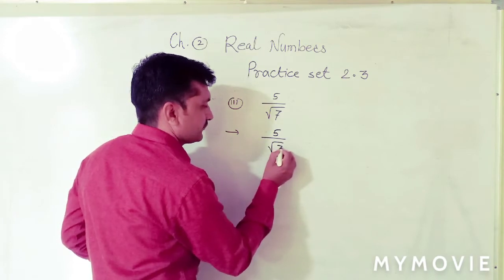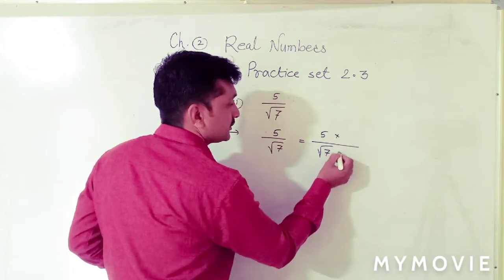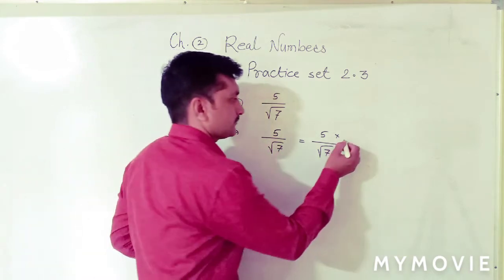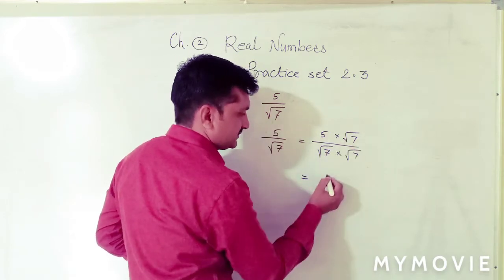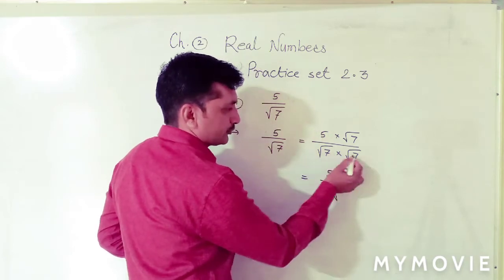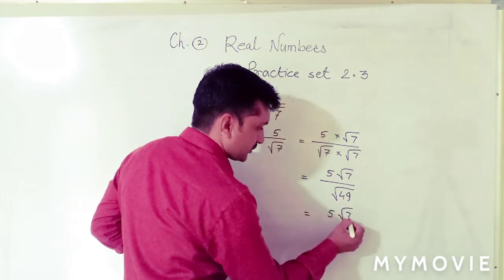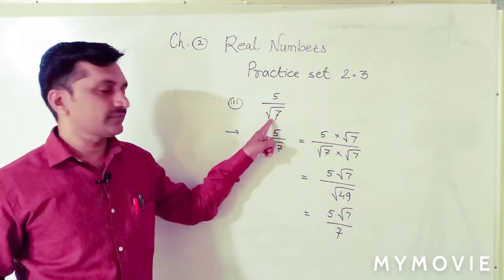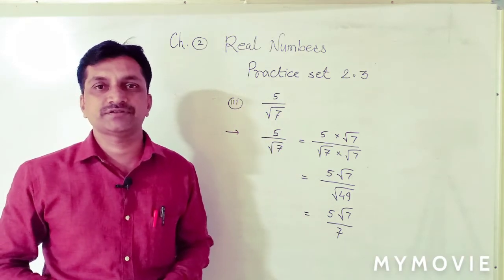Example number 3: 5 upon square root of 7 is equal to 5 upon square root of 7 as it is, multiply and divide by the irrational number. The irrational number here is root 7. Multiply and divide by square root of 7, it is equal to the product of these two, 5 square root of 7 upon the product of these irrational numbers, 7 7s are 49. Last step, 5 square root of 7 upon square root of 49, which is 7. Here root 7 is irrational, here 7 is a rational number, meaning the denominator is rationalized.